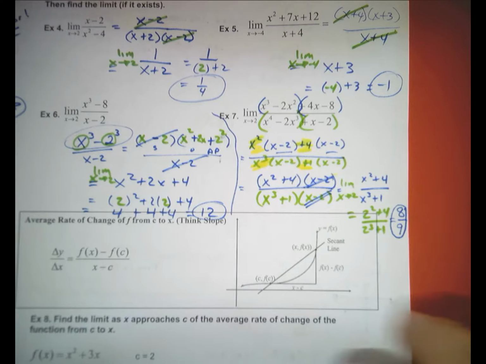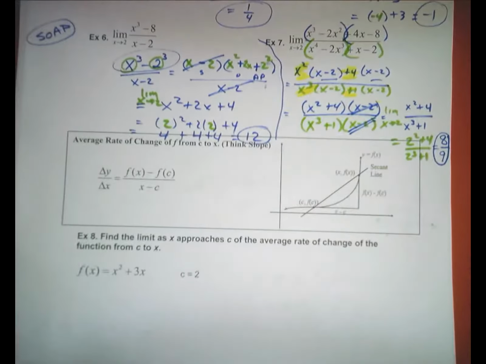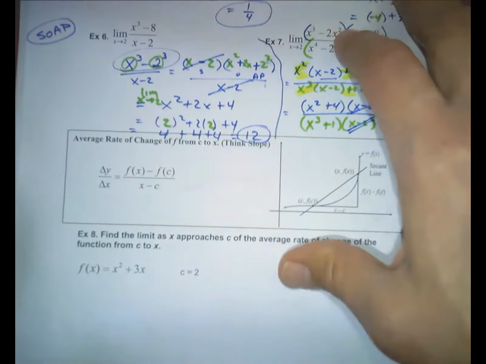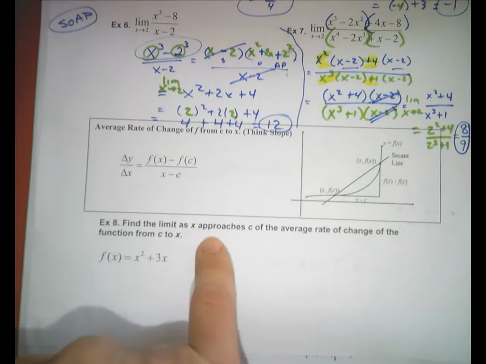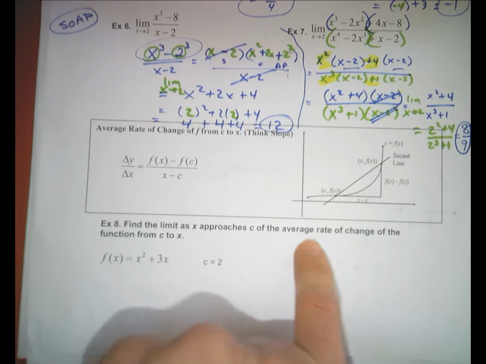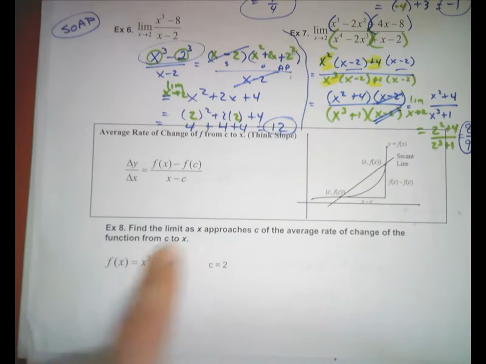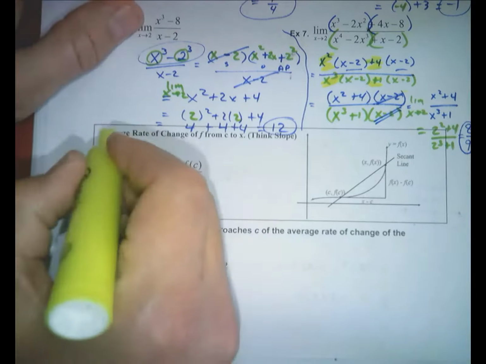All right, last thing, guys, we got to talk about the average rate of change of a function from c to x. So example 8, they're going to say, find the limit as x approaches c of the average rate of change of a function from c to x. And you're like, what? What does that mean? Well, first thing is, understand what average rate of change is.